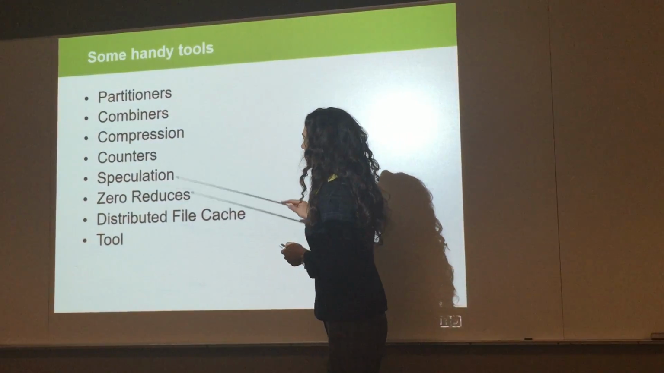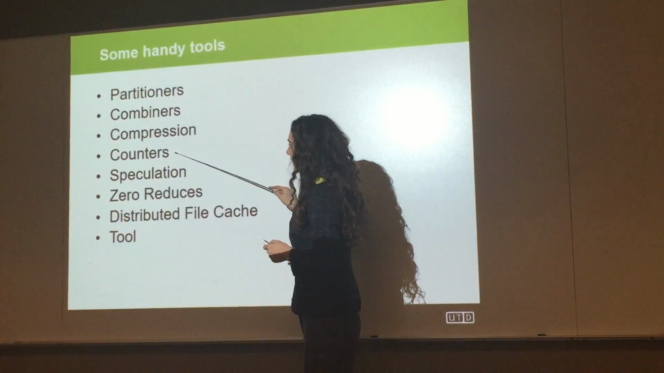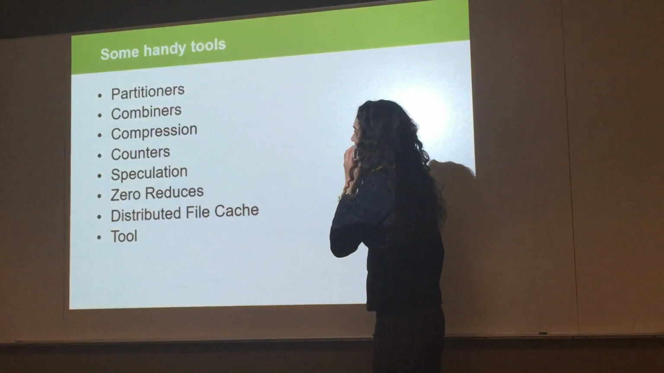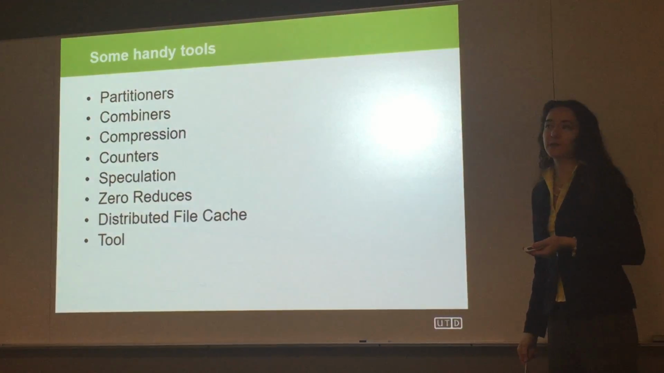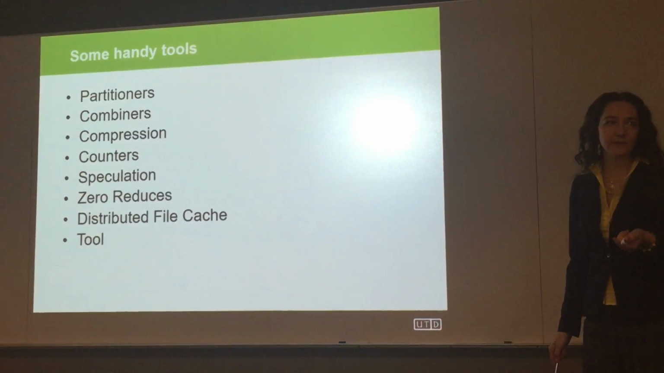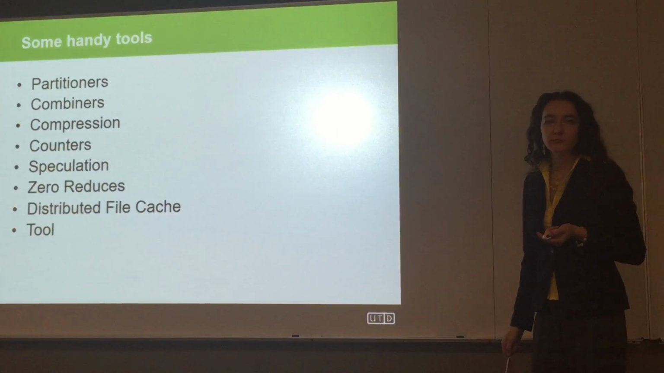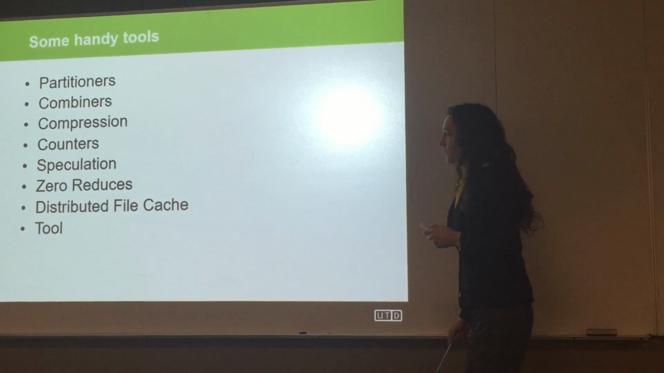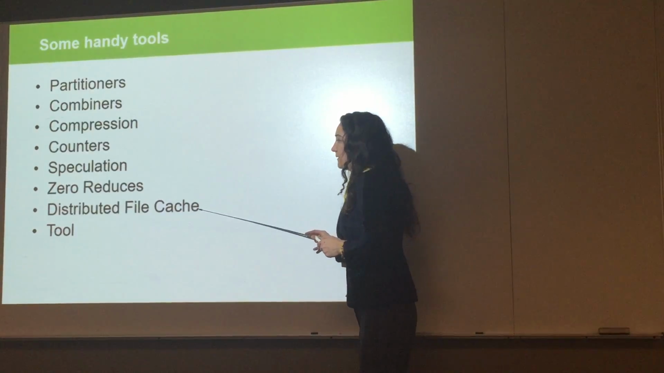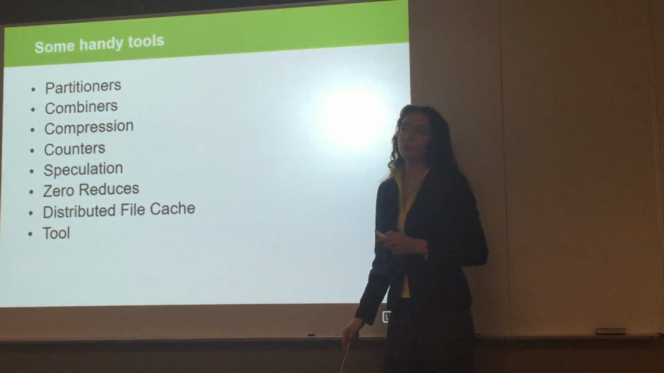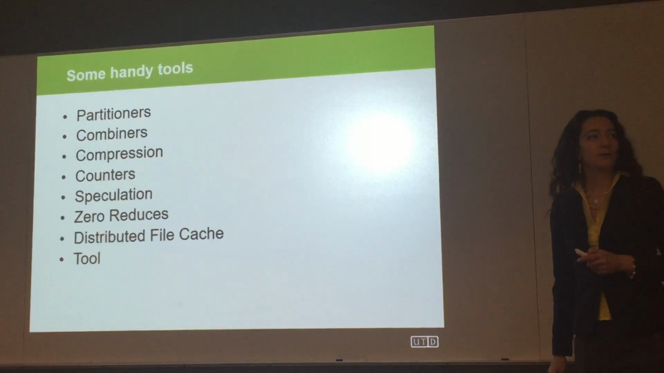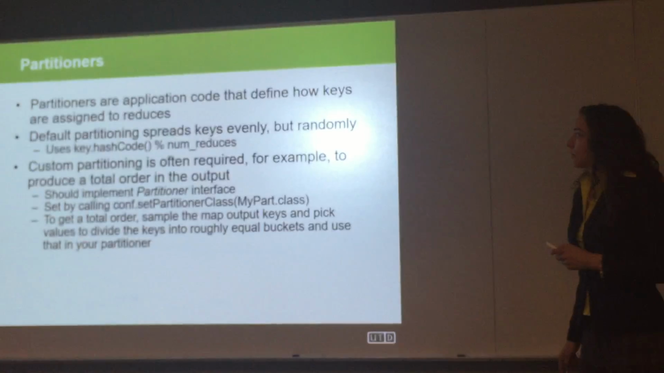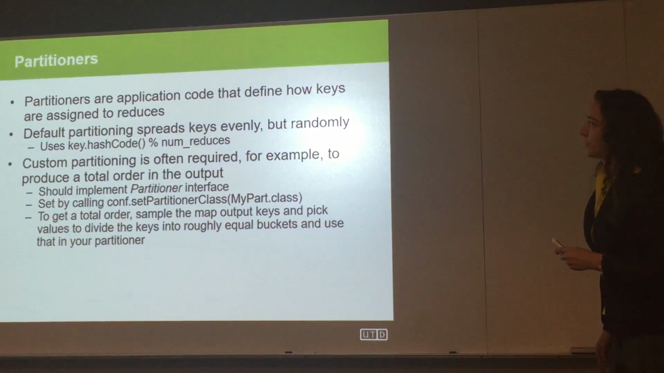There are other things: partitioners, counters, and compression, which can be used to reduce the size of files that are being sent through the network. This way the files will get there faster. Some cache can be used. This is to access files in memory faster than if they are on the disk. So let's see what each one of these are.